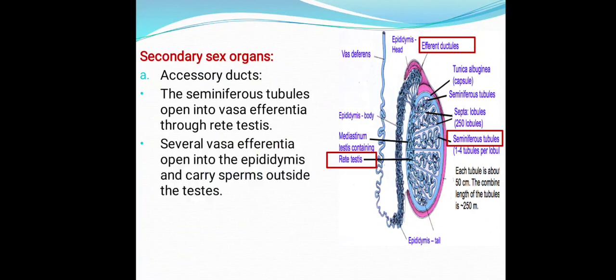Several vasa efferentia open into the epididymis. Here you can see the vasa efferentia, and several vasa efferentia are connected to this. Can you see the coiled region? It is called the epididymis and carries sperm outside the testes. Here is the head of the epididymis. The whole coiled region is the epididymis.